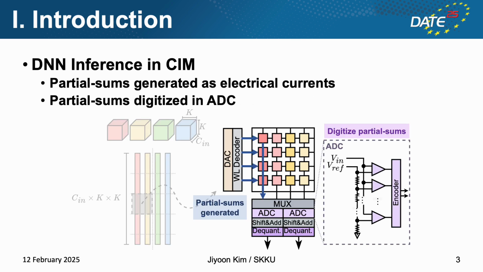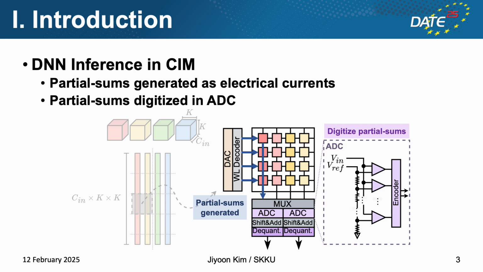Now, let's move on to how computation is performed within these arrays. Inside each array, inputs are sent through DACs and word lines. Then the multiply accumulate operation takes place, which generates partial sums as electrical currents in each column. This process follows Kirchhoff's current law, allowing efficient analog computation.